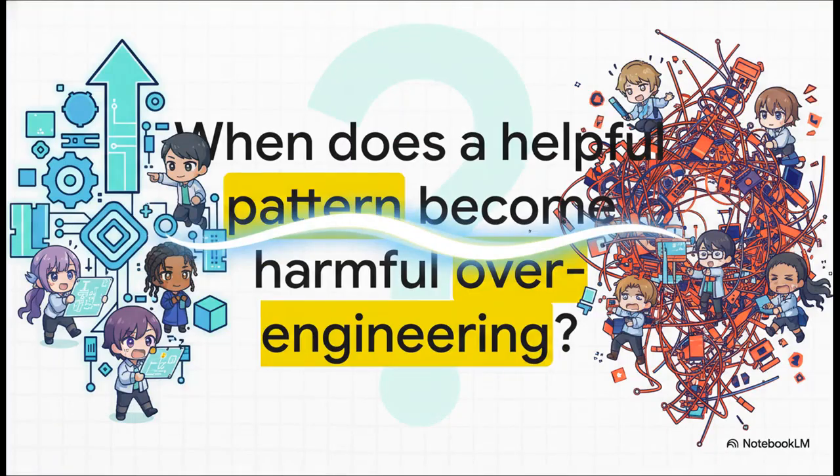And that really leaves us with the one big question you should always be asking yourself. Where is that line? At what point does a helpful pattern that's meant to add clarity cross over and become harmful over-engineering that just adds complexity? Finding that balance, well, that's the real art of great software design.